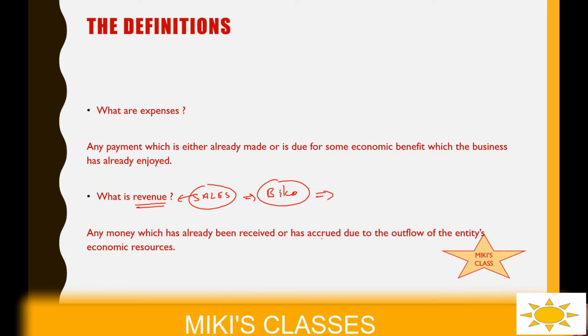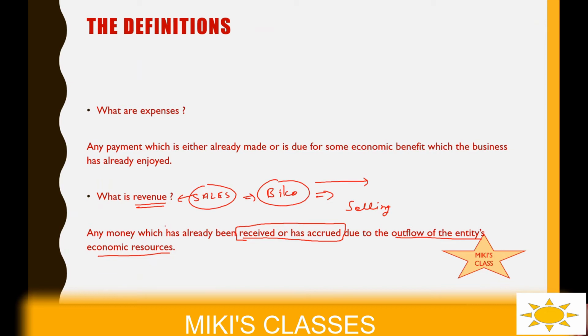Any money which has already been received or has accrued due to the outflow of the entity's economic resources. What will be the entity's economic resources? When you're selling bikes, the bikes are flowing out, right? So, outflow of the entity's economic resources. Either you have received or it has accrued. So you might already have got the money or you're going to get the money. Because of what? Because you're selling. Okay, so sales falls under revenue. It is categorized as revenue, but that is obvious.